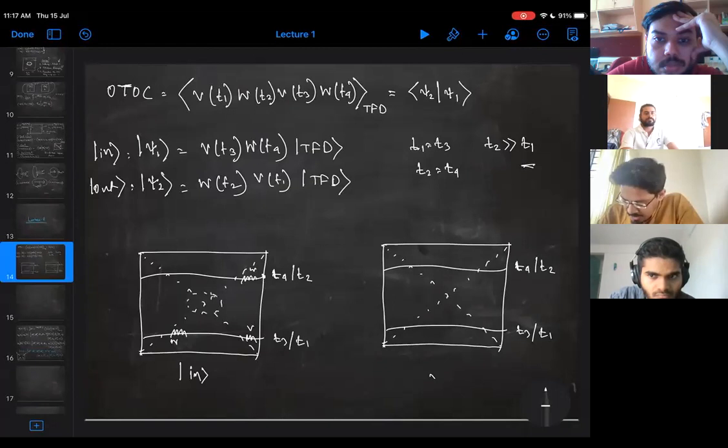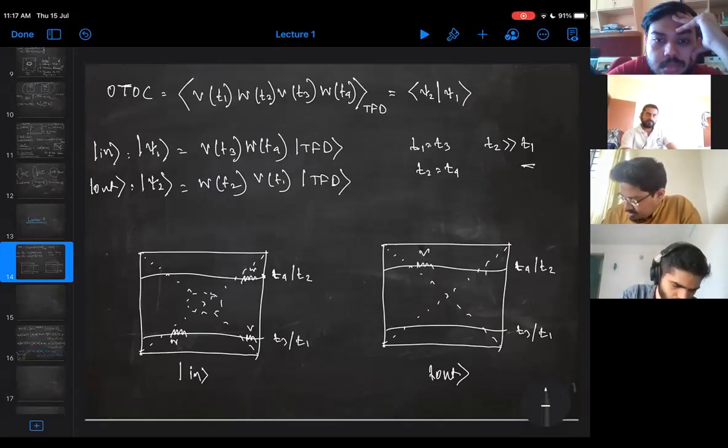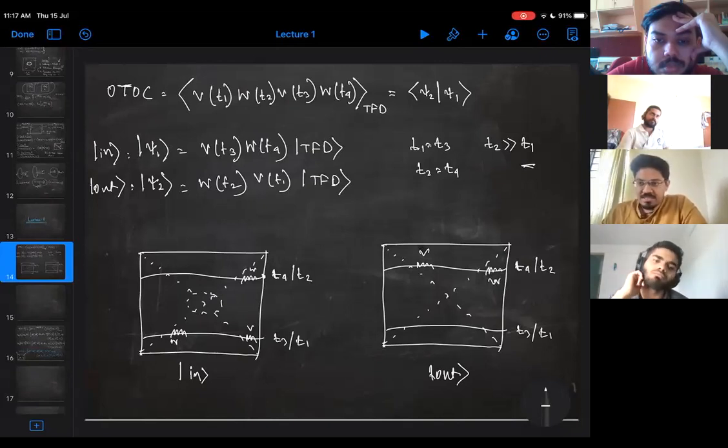Similarly, for the out-state, the V quanta is in some early slice, whereas the W quanta is in some late slice. So for the out-state, we take the earlier quanta and take it forward in time, and then we add this W quanta. So this is my in-state and this is my out-state.